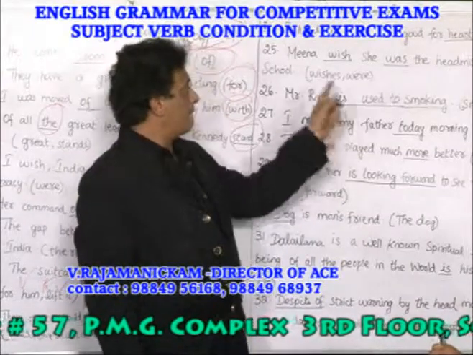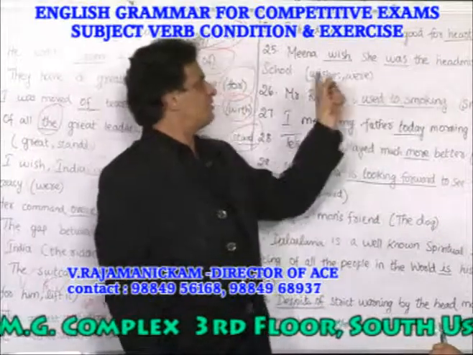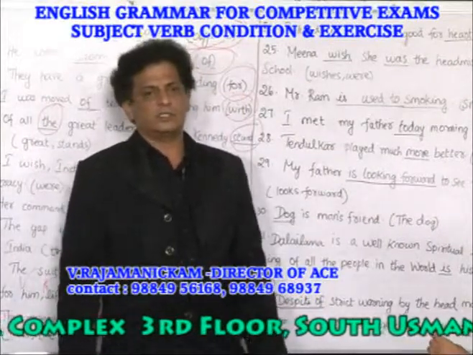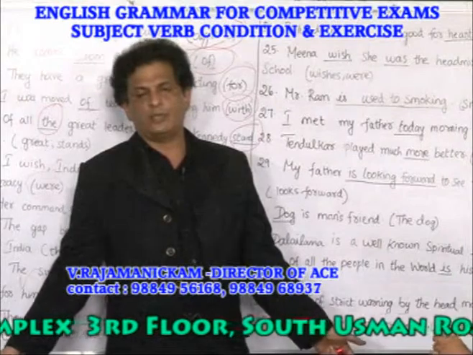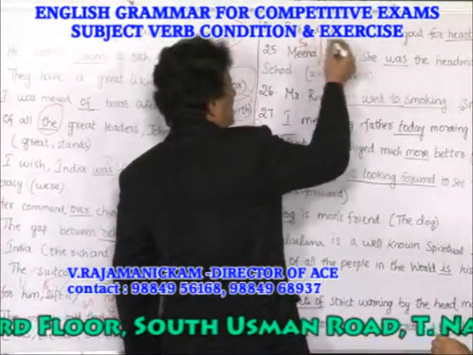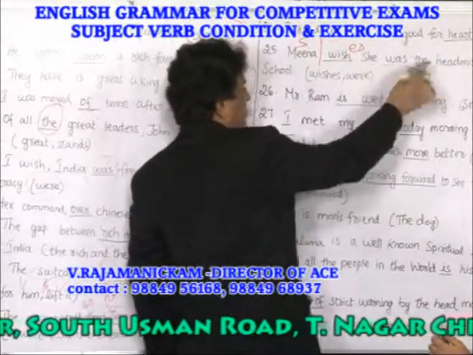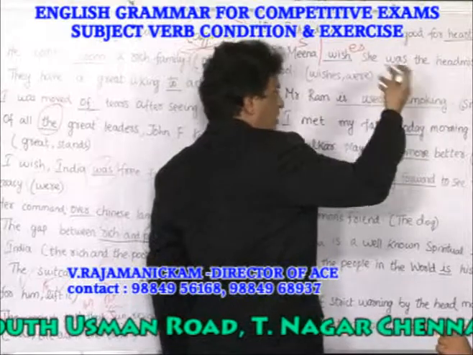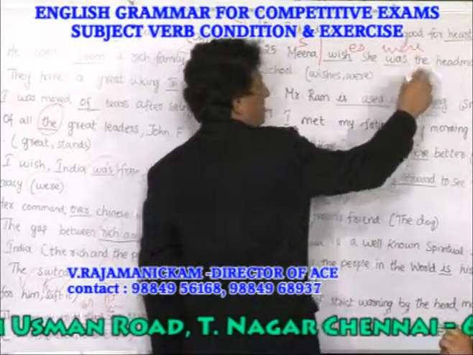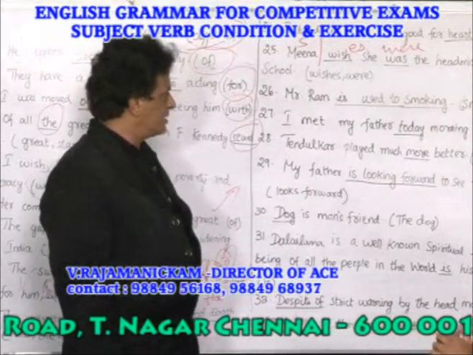25. Meena wishes she was the headmistress of the school. She says, okay, I wish I were the headmistress. So what is wrong here? Meena is singular, so you have to add wishes. It is something which is not going to happen, but she wants it to happen. So she were. Right, sir? Meena wishes she were the headmistress of the school.